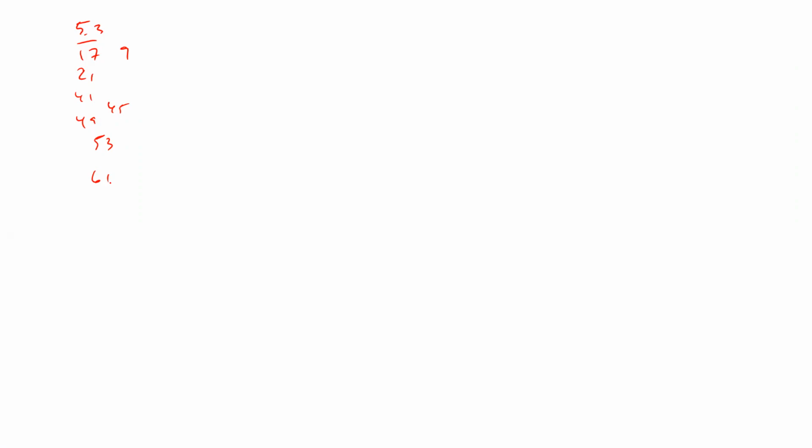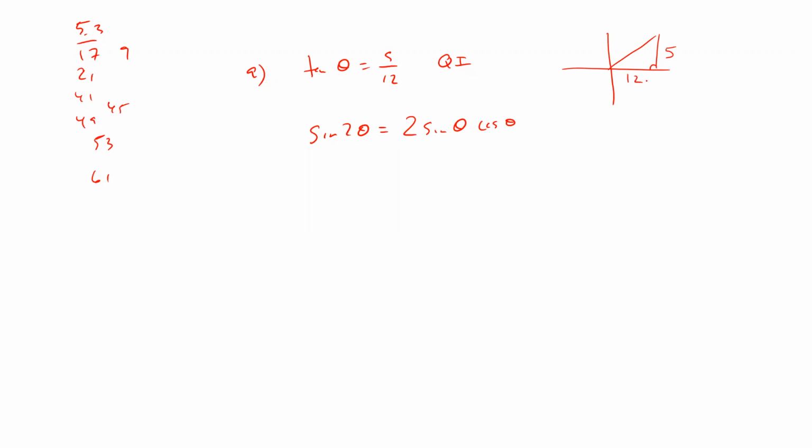5.3, is that correct? Okay, number 9. Number 9 says tangent theta is equal to 5/12. It is in quadrant 1. Find for me sine 2 theta. Sine 2 theta would be 2 sine theta cosine theta as the formula goes, but we only have tangent. So as we set this up in quadrant 1, the opposite side is 5 and the adjacent side is 12. What is the hypotenuse? Anyone?